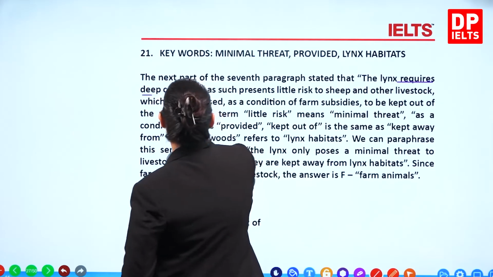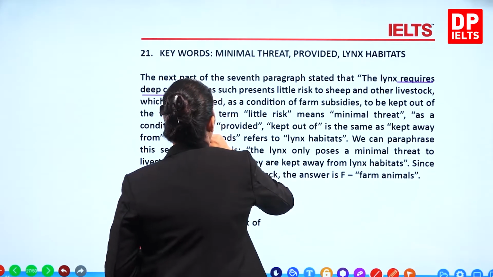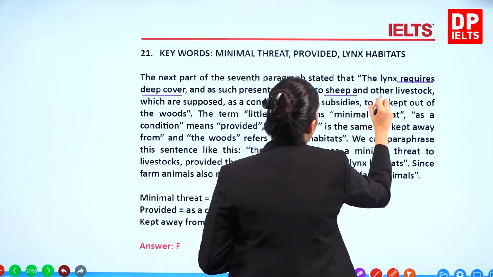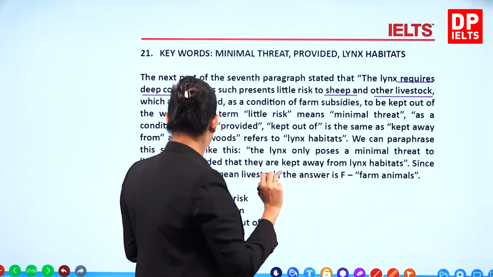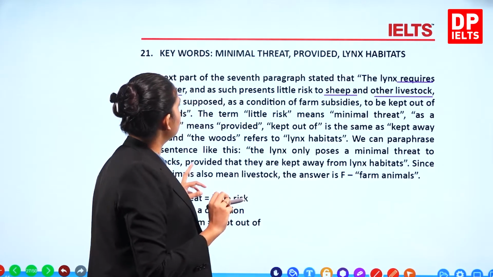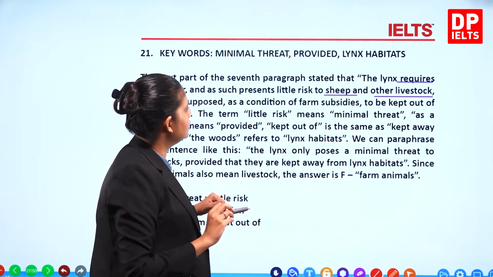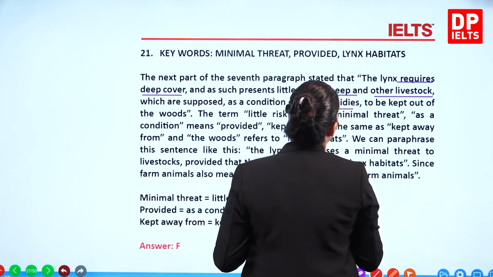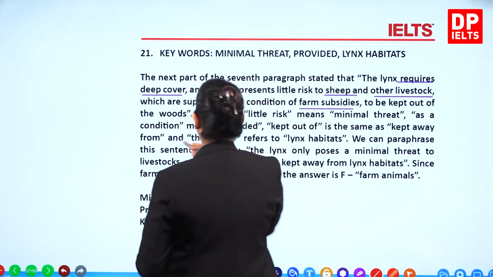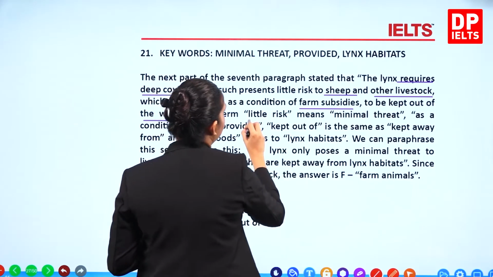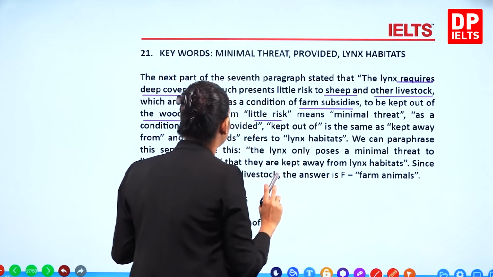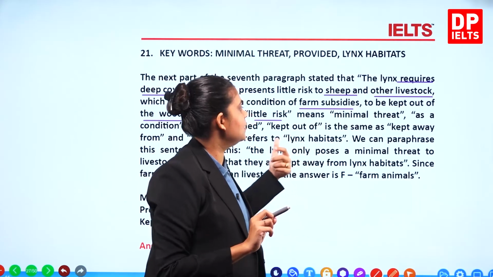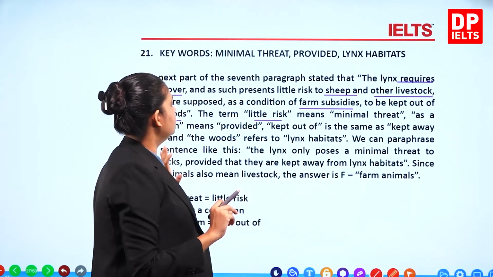Requires deep cover. And as such presents little risk to sheep and other livestock, which are supposed, as a condition of farm subsidies, to be kept out of the woods. The term little risk means there is only a minimal threat, as the condition means provided, kept out of, in the same way as kept away from the woods.